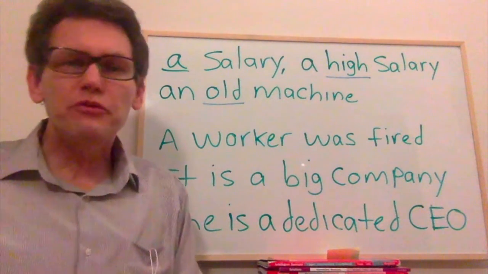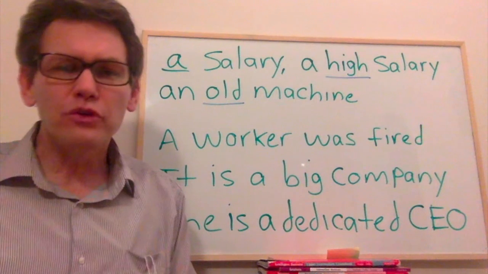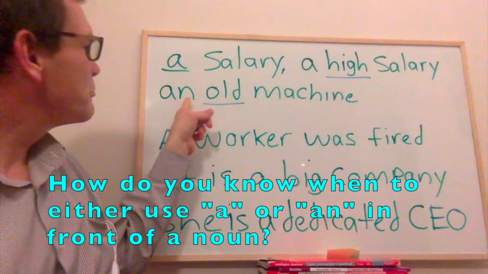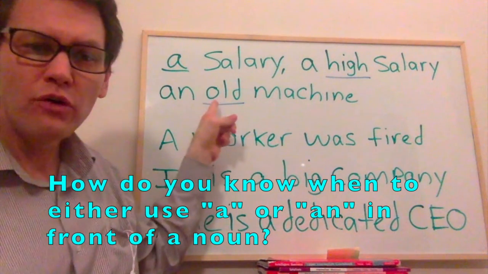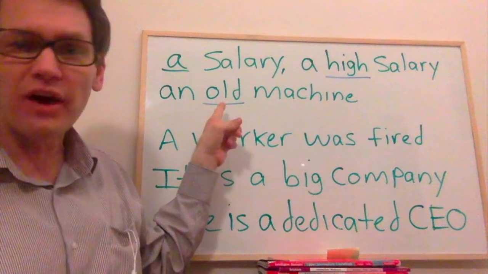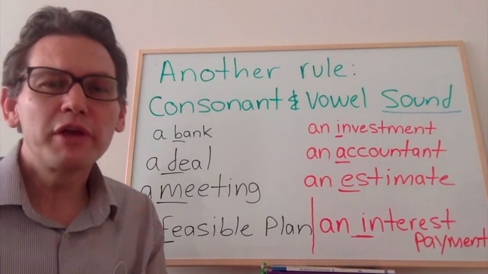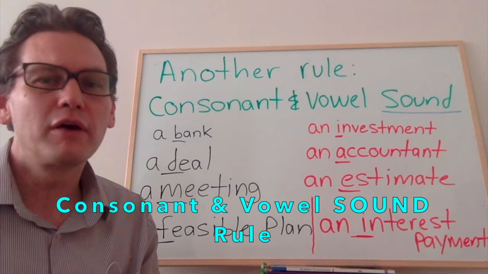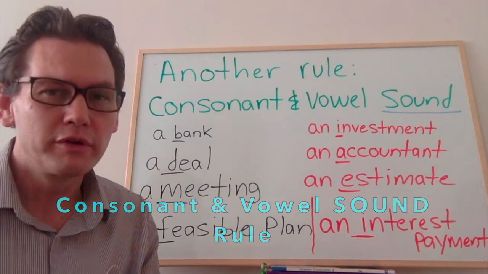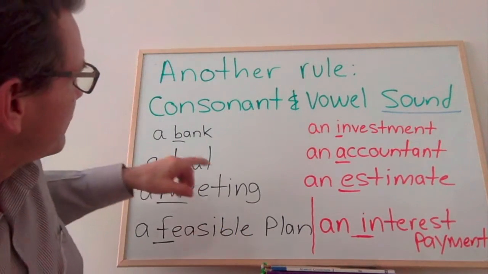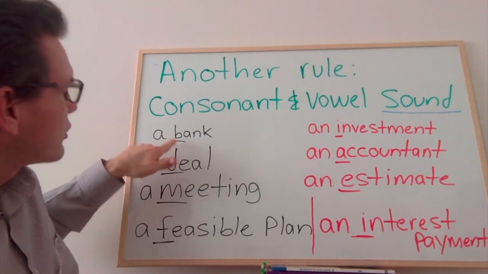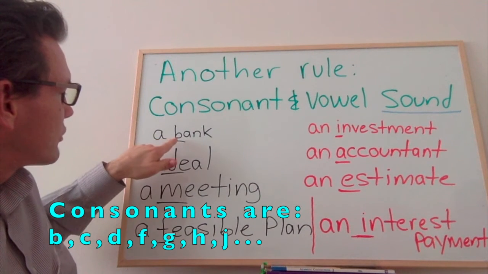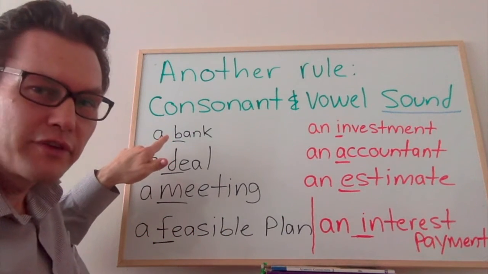Okay, let's move on to rule number 2. Let me ask you, how do we know when to use either a or an before a singular noun or an adjective that modifies a singular noun? Okay, so another important rule you have to know is the consonant and vowel sound of the letter beginning the word. So for example, if the letter here starts with a consonant, you use a. So B is a consonant sound, B.